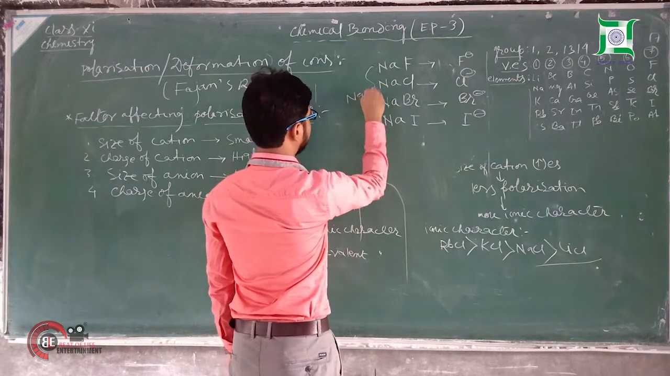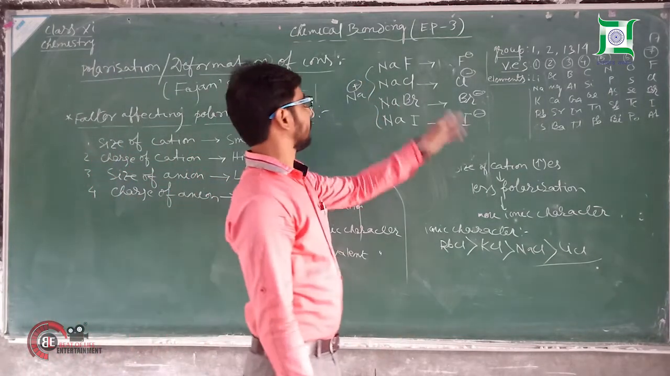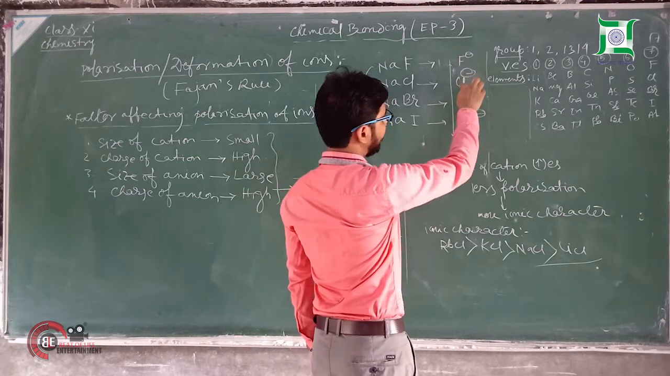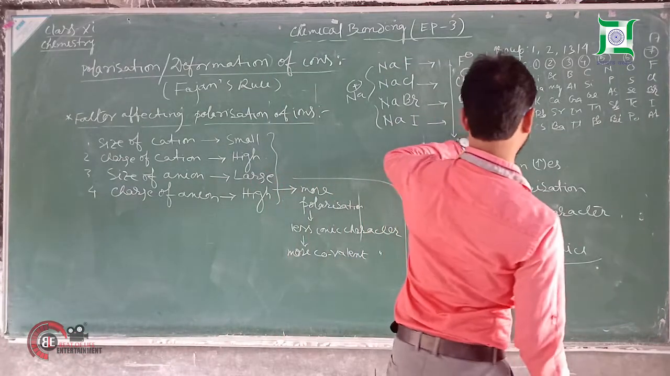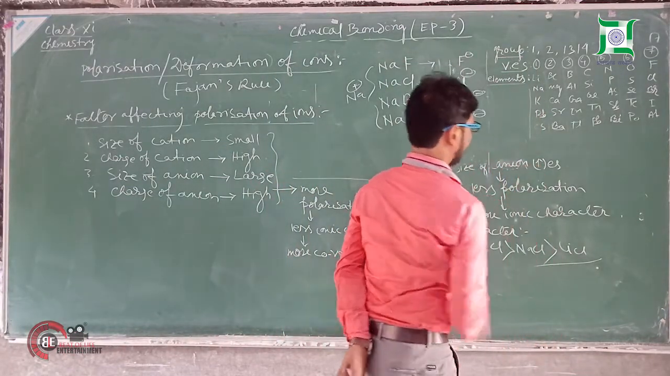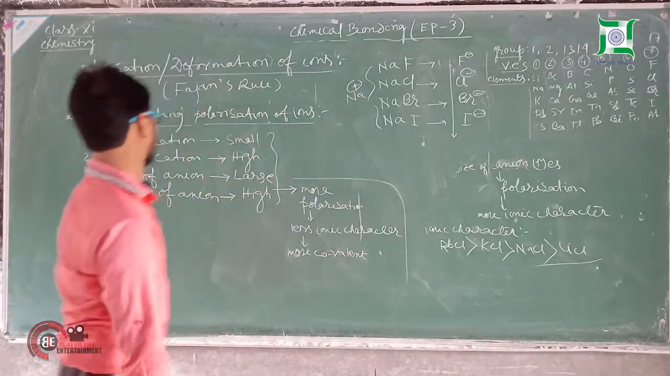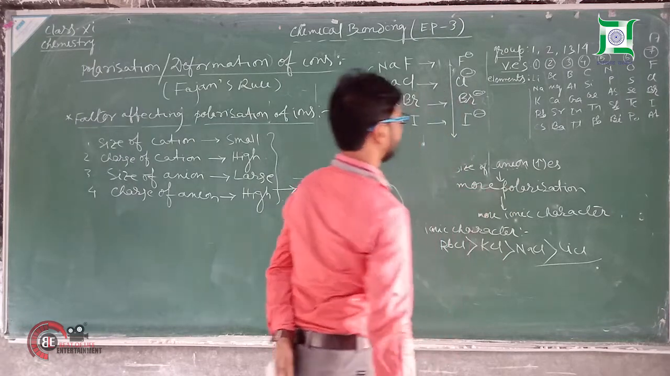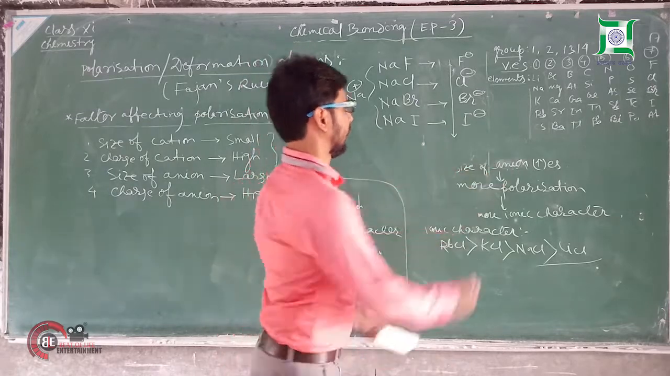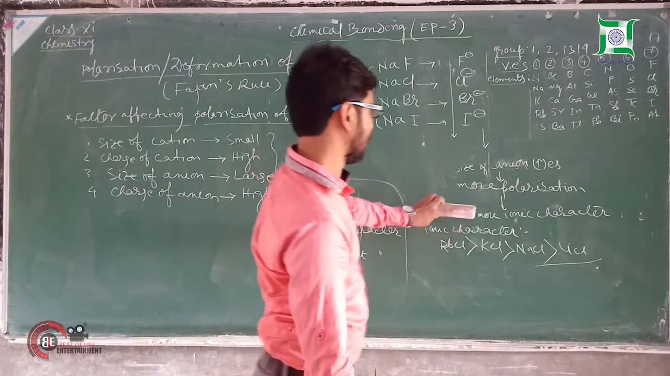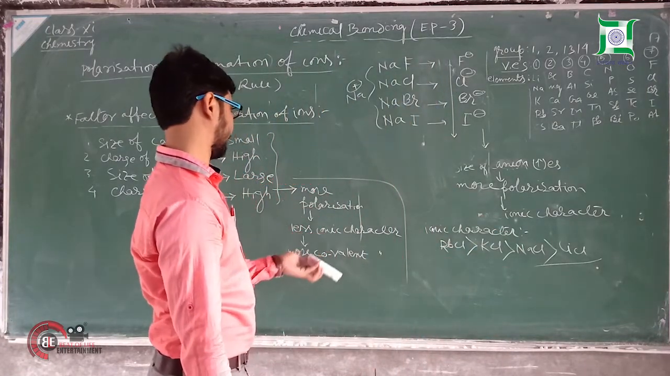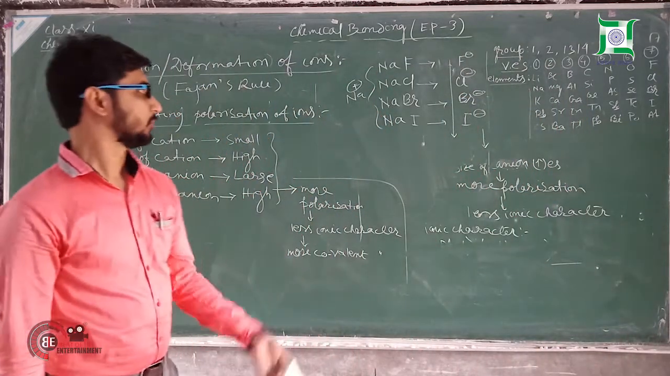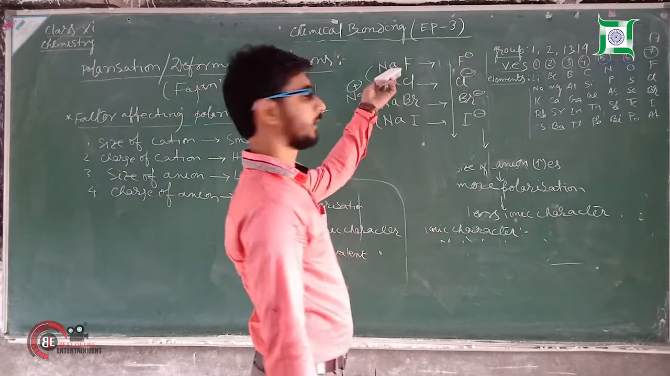In all the cases cations are same, that is Na plus. Anions have the same charge, that is -1, but down the group from fluorine to bromine to iodine, size of anion increases. Large size of anion gives more polarization. See, down the group size of anion increases, as size of anion increases it gives you more polarization, and more polarization means less ionic character, or more covalent character. Clear? So here the ionic character is less for this and ionic character is more for this.